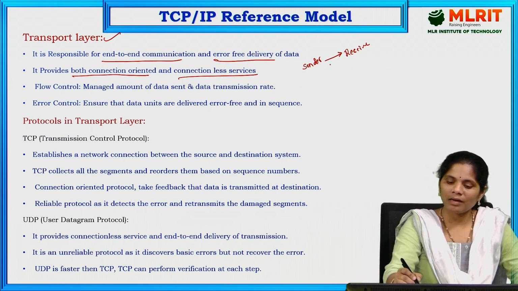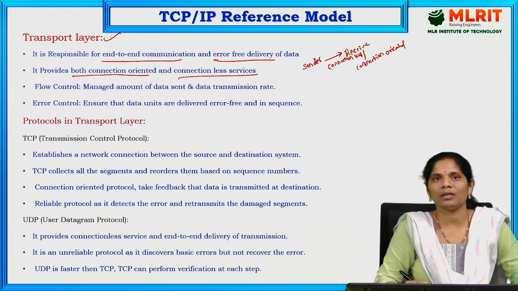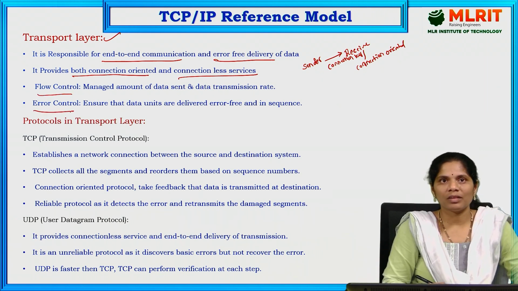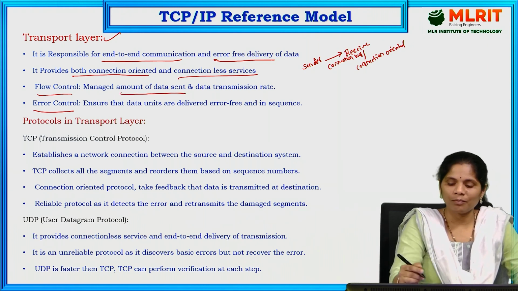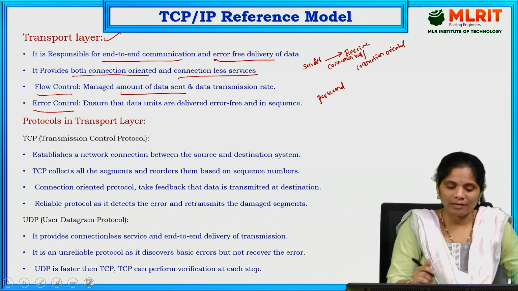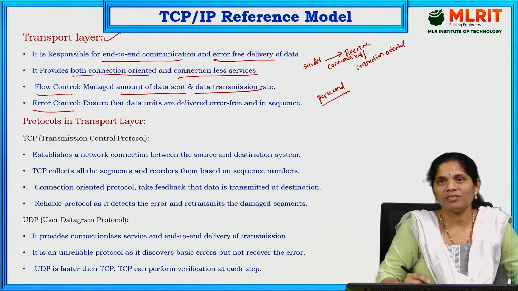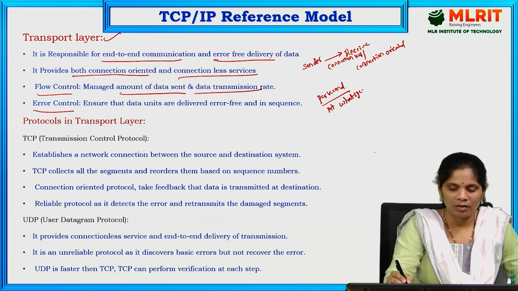Both connectionless and connection-oriented services are provided by the transport layer. It also provides flow control and error control. Flow control is about whatever data you are going to send: how much data is sent per second to the receiver, and at what speed you are sending the data. These two come under flow control.